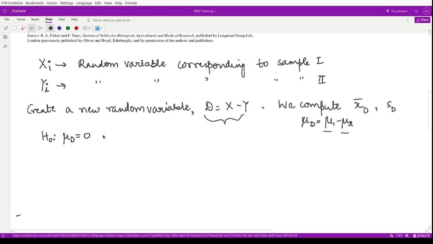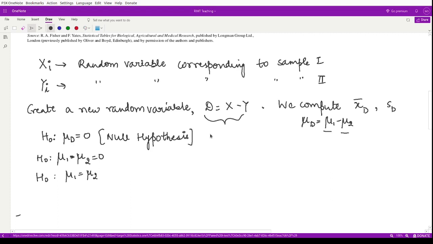So according to this, you set the null hypothesis as mu d equal to 0. Basically we are saying mu1 minus mu2 is equal to 0, that means there is no difference between the means of these two samples. This is what we formulate as the null hypothesis. In case of the alternative hypothesis H1, we say that mu d is not equal to 0, which means mu1 is not equal to mu2. In this case, this would be your two-tailed test.